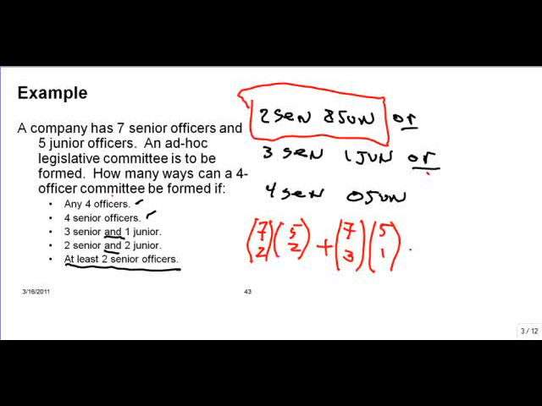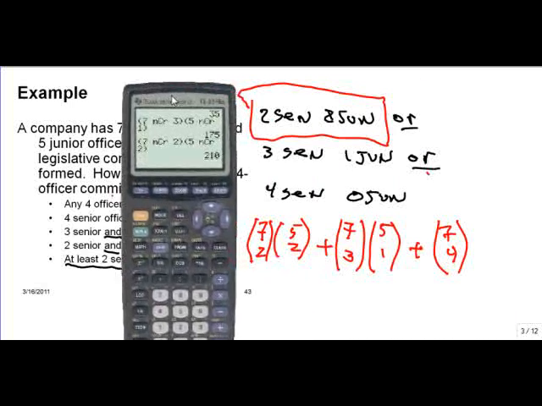Or there's 4 seniors, 0 juniors, so we already know that that's going to be 7 choose 4 from some previous work.